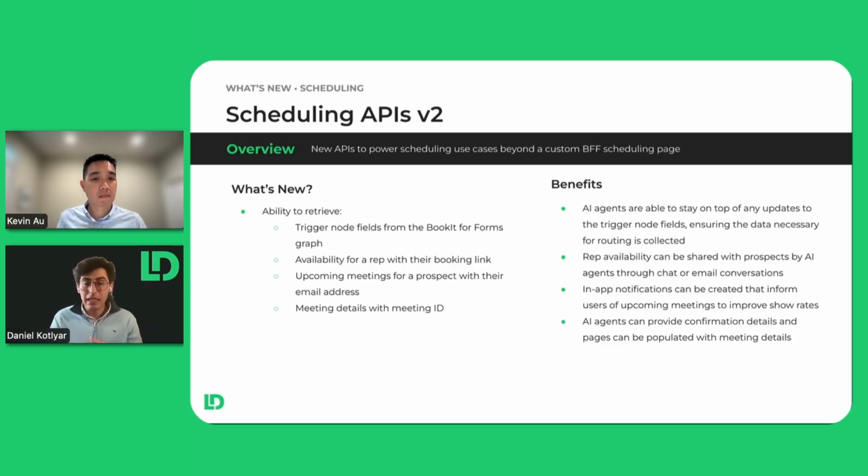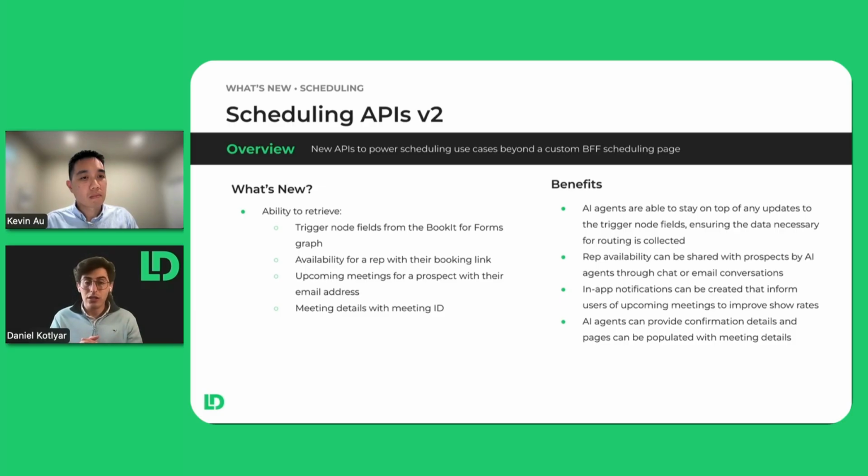And then finally, meeting details with meeting ID. So imagine you just provide the meeting ID and the API endpoint returns all the details for that meeting: who it's scheduled with, when it's going to happen, things of that nature. And that way we can power confirmation banners. The AI agent could just directly output that information at the end of a chat conversation.